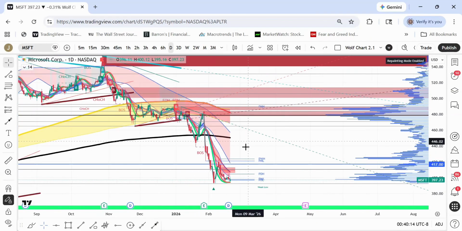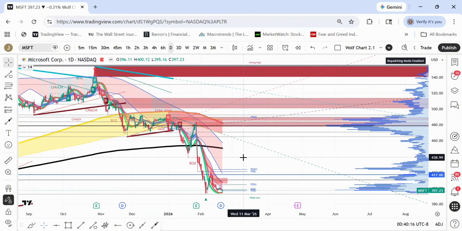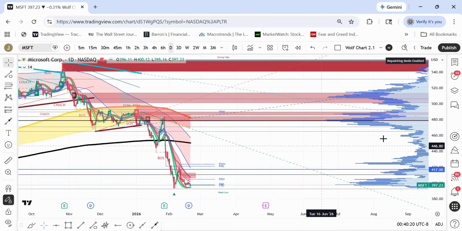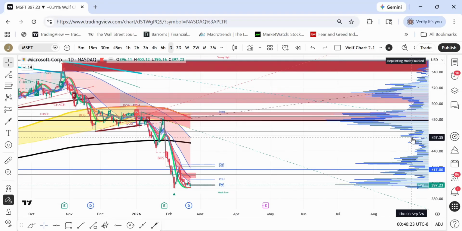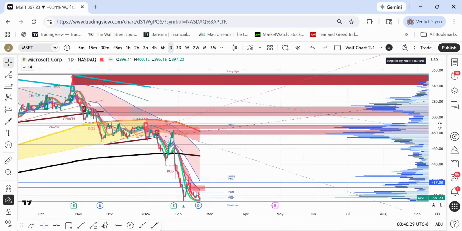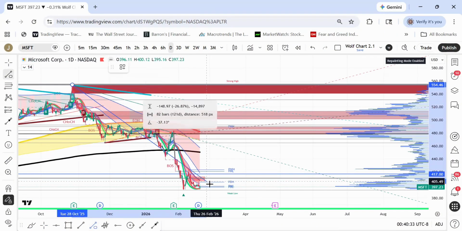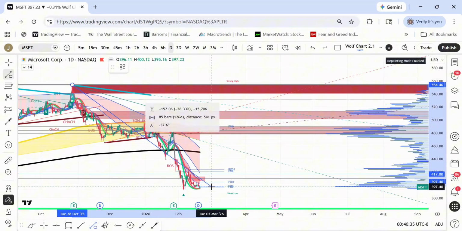I mean, when you talk about Microsoft, they're a top tier company. And for you to be able to get a top tier company at this discount, they're down 17% year to date. And from their all-time highs, they're down 28%. In other words, $157 from their all-time high.